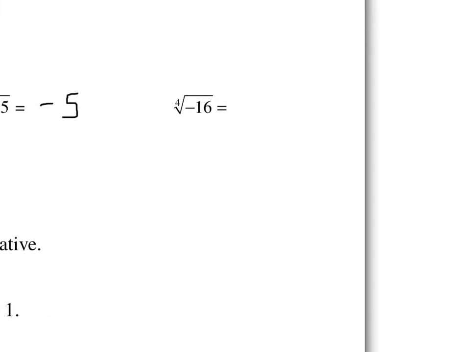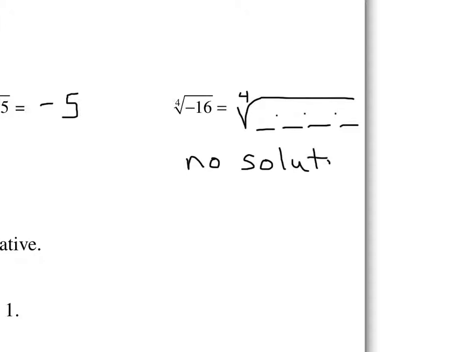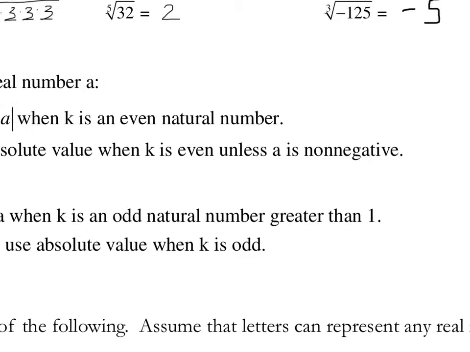What about the fourth root of negative 16? So we're looking for a number that you write down 4 times, you multiply, and you get negative 16? I have a problem with that. Because if the number I write down is negative, and I write down 4 of them, I get a positive number. If the number I write down is positive, I'm not going to get a negative 16. This problem has no solution. The fourth root of negative 16, we just can't do it.